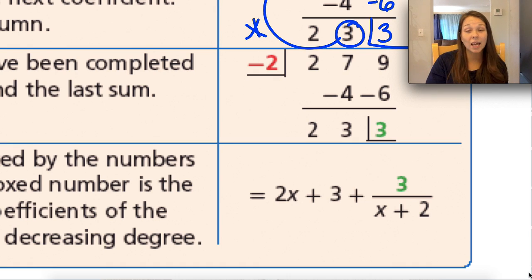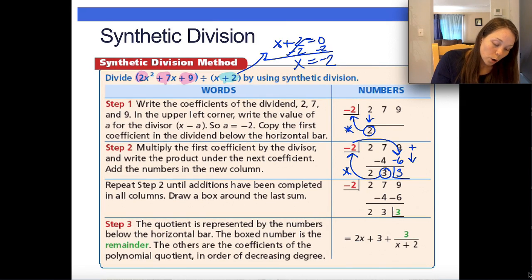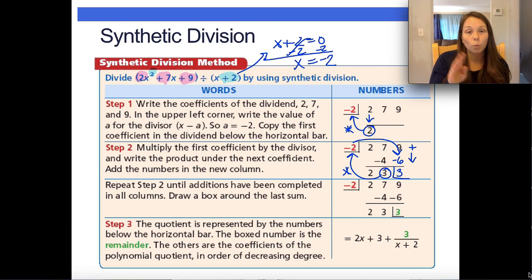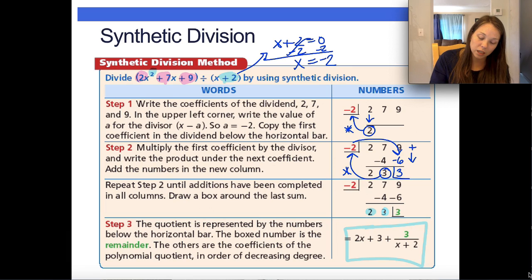How that then relates to your final answer. So, the original degree of our polynomial was 2. When we divided by x to a power of 1, we reduce our degree by 1 degree. So we had x squared to start with, we divided it, so x squared minus 1 degree is just x. And so these numbers here are giving you the coefficients starting with a degree of 1, reducing, and then that last number is your remainder.